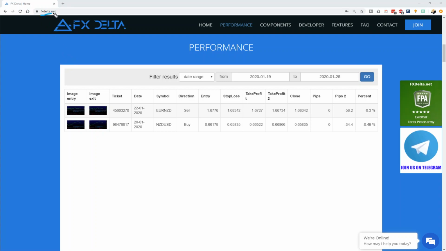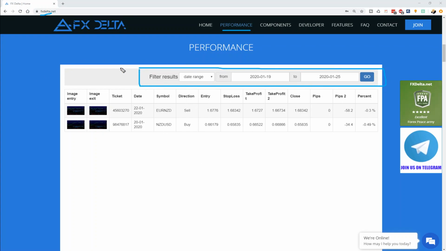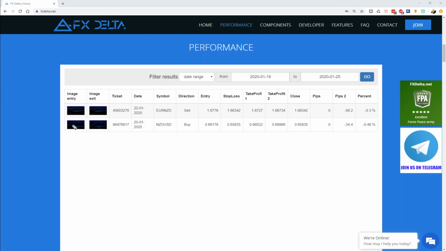Now, first of all, this is the website fxdelta.net. Under performance, you will find this table. It is currently filtered for the previous week here. As you can see the dates, clearly we have two trades only. Both these trades were losers, so we end up in negative, and you will notice that they're both Kiwi related pairs, which means we have correlation here.